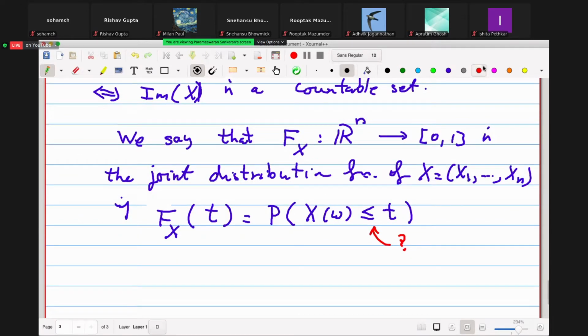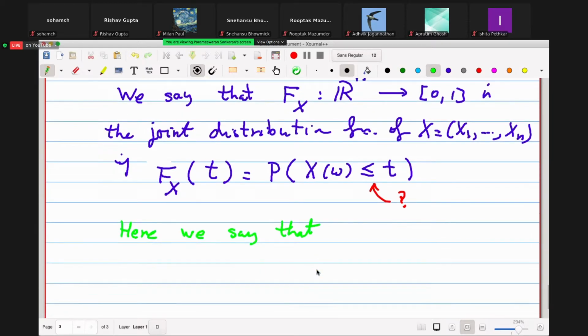So I should have said this first. Let me write it in green. Here we say, you need to know how to compare two vectors. We say that (a1, ..., an) is less than or equal to (b1, ..., bn) if aj is less than or equal to bj for all j.